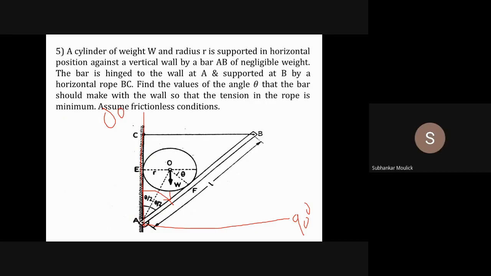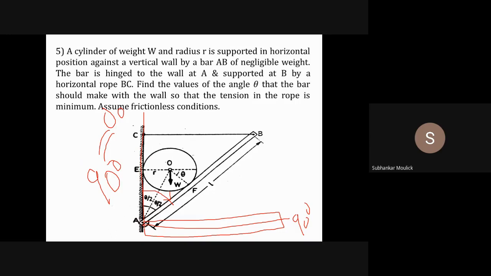And when this theta is 90 degrees, the position of bar AB will be this position. This is the position of the bar AB, and the angle is how much? 90 degrees. That means the value of theta can vary from 0 degrees to 90 degrees. In between, there is some value of theta where tension is minimum. That minimum tension I need to find out.